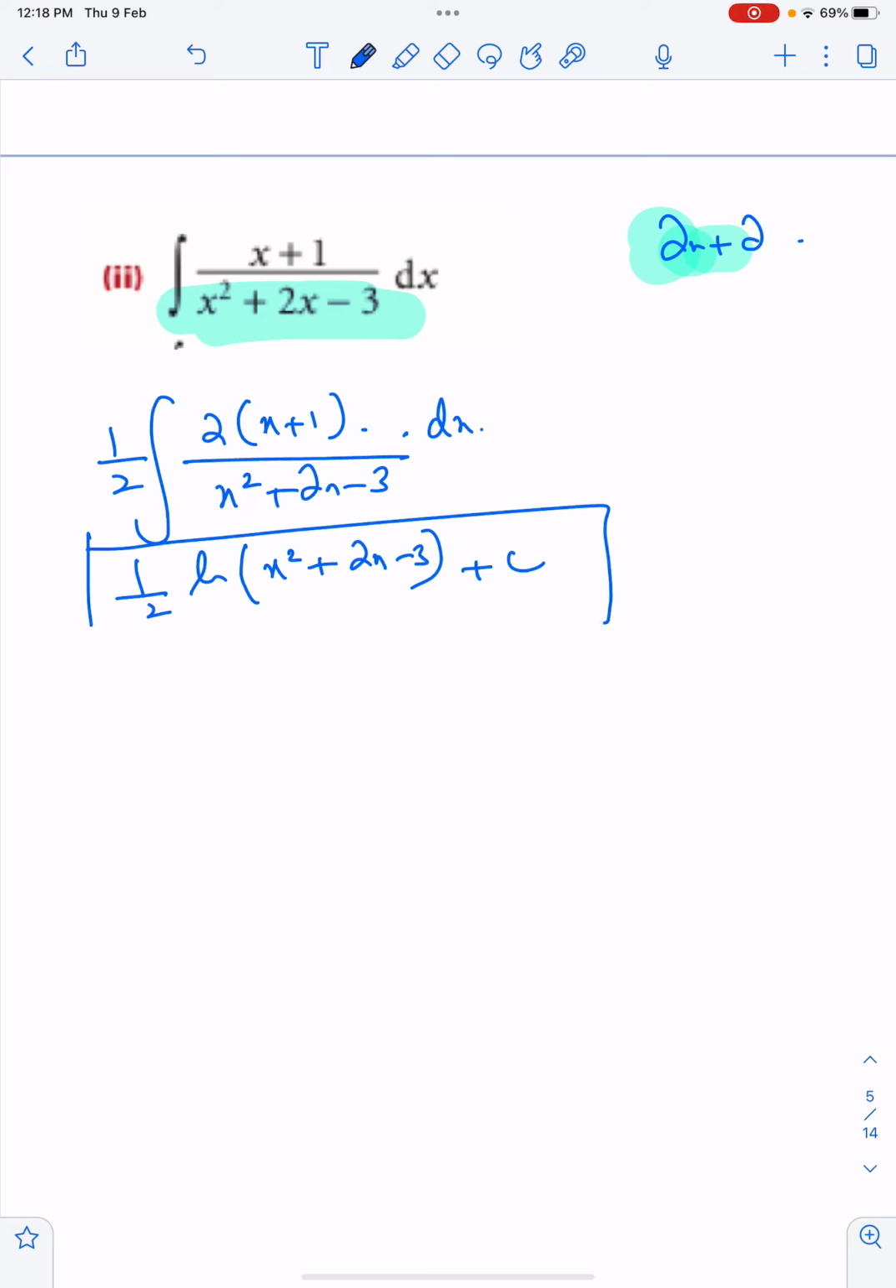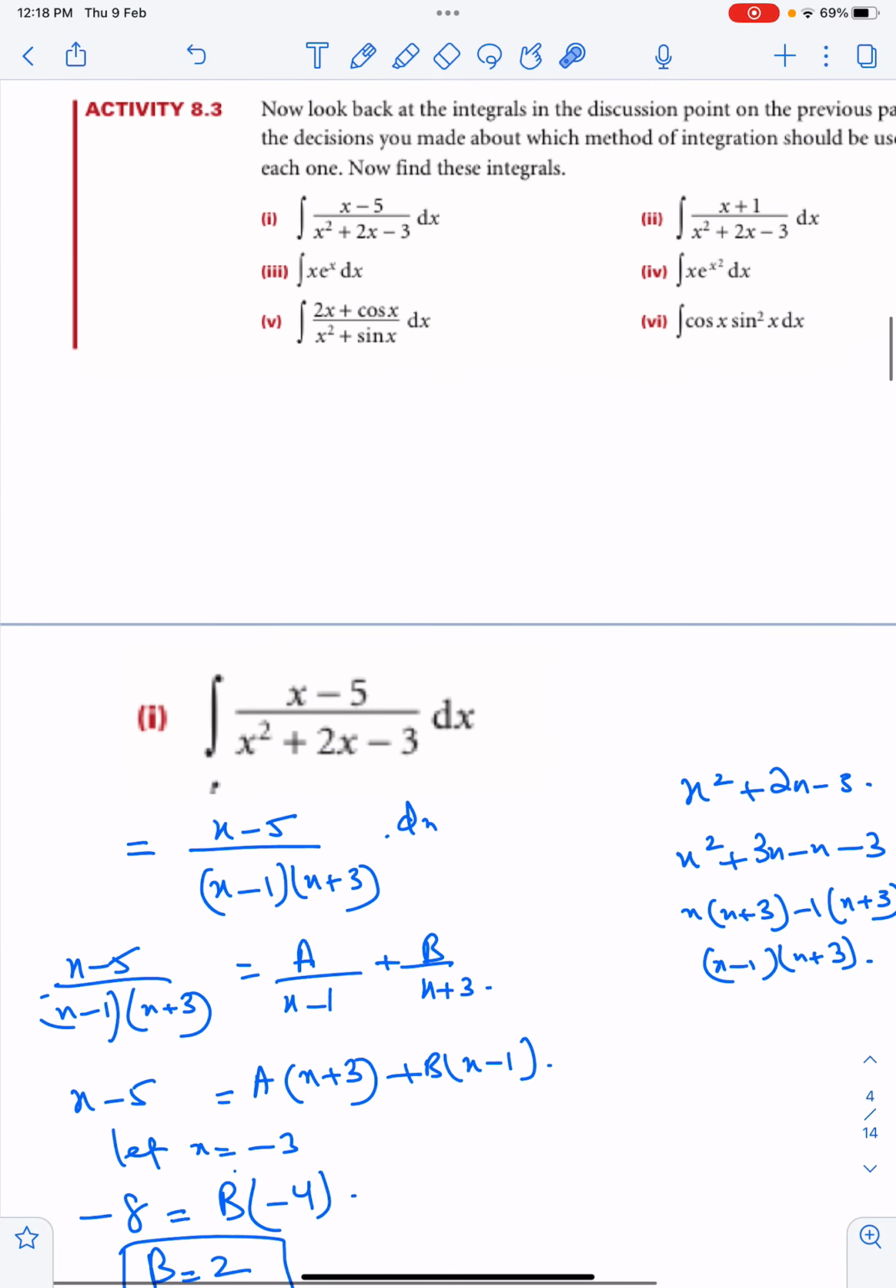This is the final answer to this question. Okay, so we don't have to use partial fractions here. Whenever you see that the derivative of the denominator is found in the numerator, which should be 2x plus 2, but it was instead just x plus 1, so I added a 2 on my own. To cancel the effect of this, I divided by 2 here and outside. So that 2 and 2 can cancel out, and it will be ln of x square plus 2x minus 3 as the final answer. Moving on to the next question.